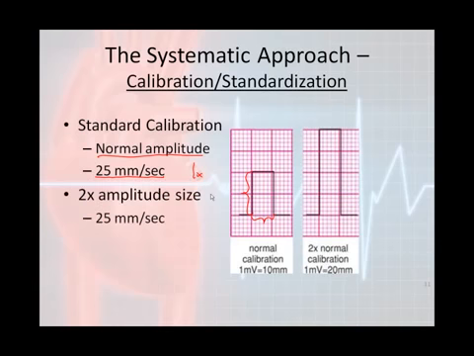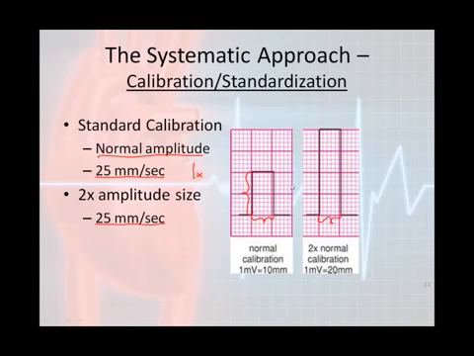Now let's see what happens if someone changes the amplitude from 1 times to 2 times the size. Basically, the monitor is set to double the amplitude of all of the EKG components. Doing this changes the calibration marker from 2 big boxes tall to 4 big boxes tall, but since the print speed was not changed, the marker is still 1 big box wide. So if you look at the 2 times normal calibration, you are still 1 big box wide, which means you're still printing at 25 millimeters per second.